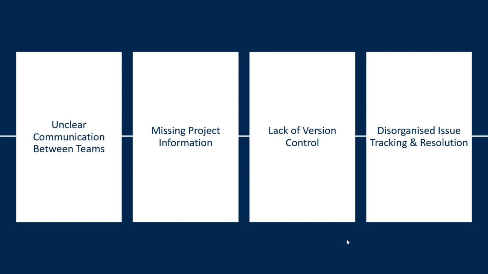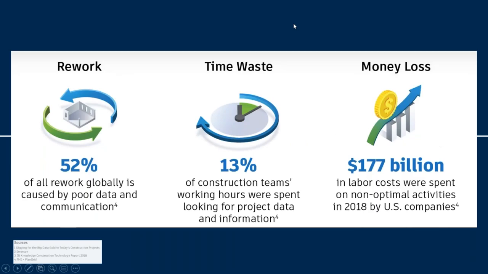Missing project information: was it in my email? Was it in Dropbox? Was it in WeTransfer? Was that the file that was too big so I copied it onto a flash drive? Where do I get this information? Lack of version control, and then issues happening between the office and the field are often disorganized, and it's quite difficult to check and resolve them. These types of issues end up costing us rework. You'll see the sources at the bottom. Unfortunately, this is not based on South African stats.